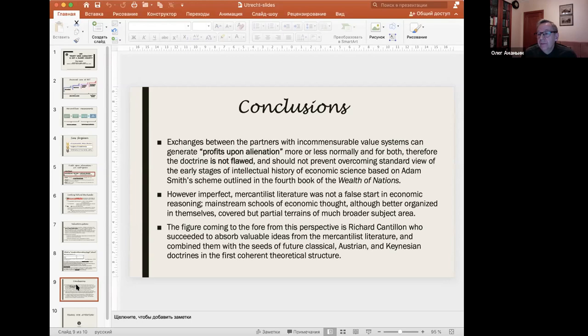And that's why this argument, which is very much rooted in the classical theory, matters, and that's why maybe we are still at our Adam Smith parable. So this parable should be refuted. However imperfect, mercantilist literature was not a false start in economic reasoning, and we have some kind of important step forward here. It was also my interest in this research because I am very much interested in the contribution of Cantillon. I think that Cantillon is a figure who was not only a predecessor for physiocrats or the classical school, but also a person who summarized mercantilistic good ideas, so to say.